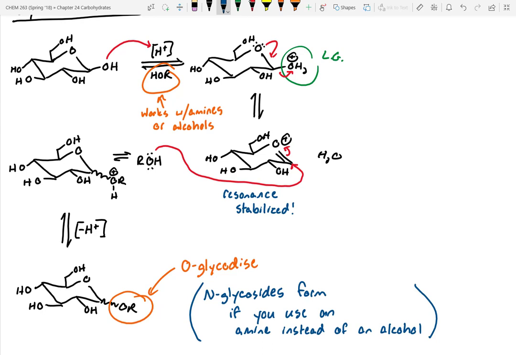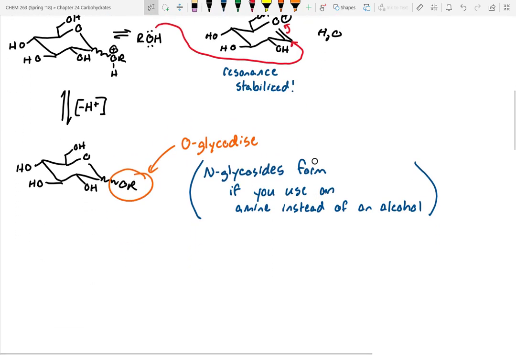Yes, it can be primary or secondary. Yep, good question. In fact, amines, because they're that much more nucleophilic, tend to react more rapidly than alcohols. Good question. Okay. So a glycoside is basically anything where you have a non-OH group coming off of that anomeric carbon. It could be an N-glycoside or an O-glycoside. It doesn't really matter. They're each considered glycosides.